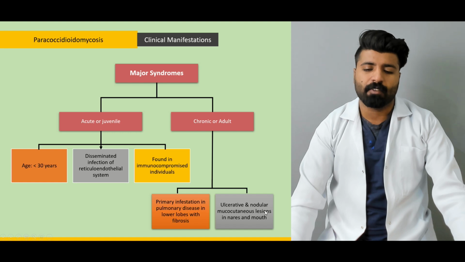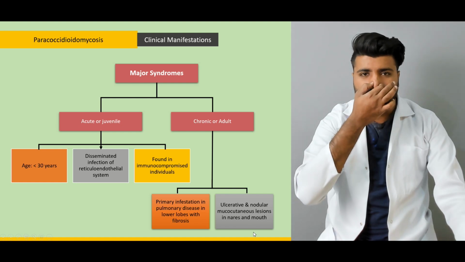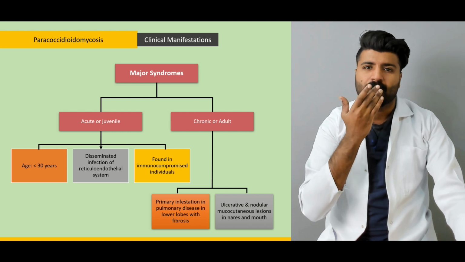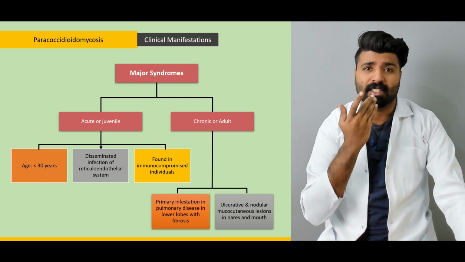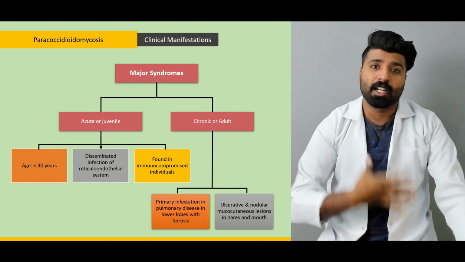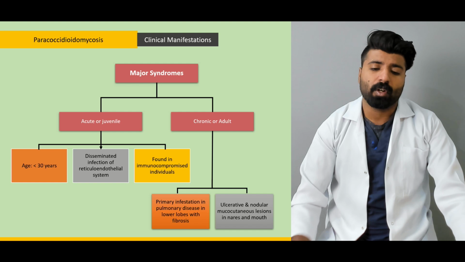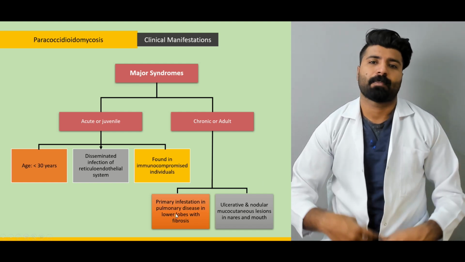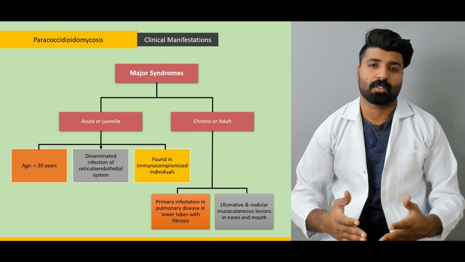It's going to be ulcerative nodular mucocutaneous lesions in nares and mouth. So it's going to affect your lungs, it's going to affect your nares, and it's going to affect your mouth. Your nares will be affected. They will be ulcerative and nodular mucocutaneous lesions present here. They will be ulcerative, and these ulcerative and mucocutaneous lesions will be present in your mouth, and your lungs will be affected. And most probably, what part of the lungs? Lower lobes of the lungs with fibrosis. It's going to cause fibrosis.